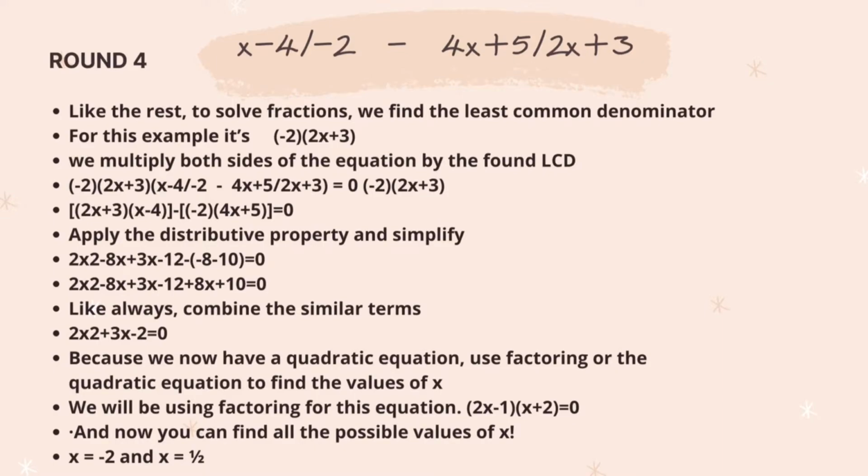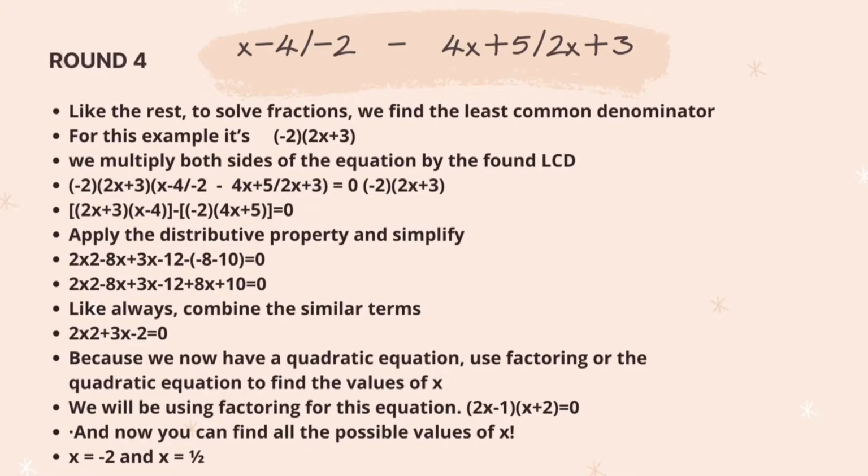Let's look at the next rational equation. x minus 4 over negative 2 minus 4x plus 5 over 2x plus 3 equals 0. Like the rest, to solve fractions, we find the least common denominator. For this example, it's negative 2 times (2x plus 3). Next, that's right, we multiply both sides of the equation by the found LCD.